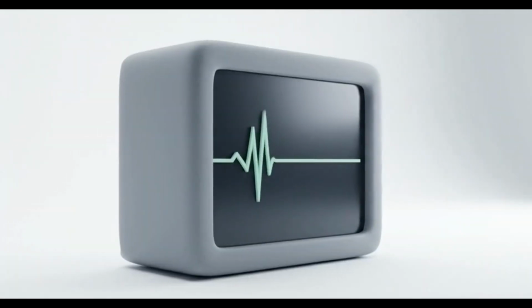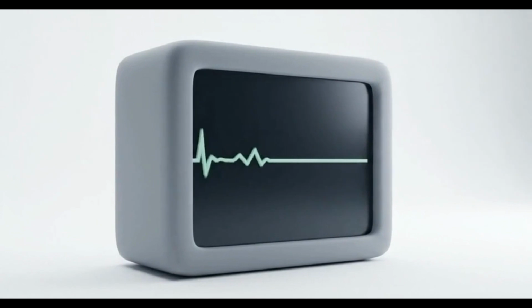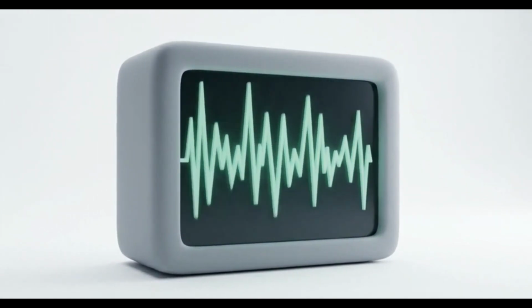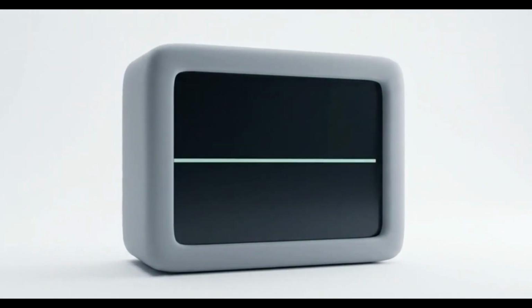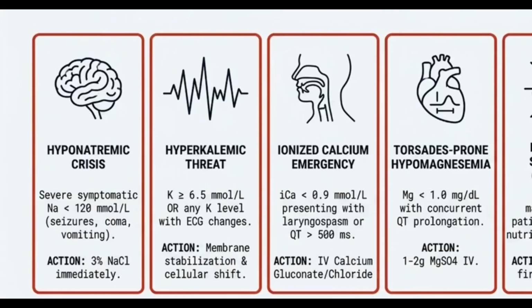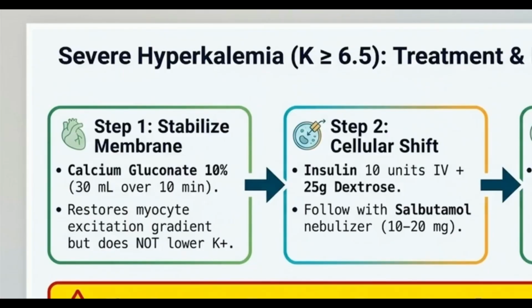Hyperkalemia directly disrupts the delicate cardiac action potential, driving lethal ventricular arrhythmias that rapidly and predictably progress to complete asystole. The second danger zone is the hyperkalemic threat. Intervention is required at a potassium level of 6.5 millimoles per liter, or at any potassium level that demonstrates an ECG change. The algorithm begins with membrane stabilization.